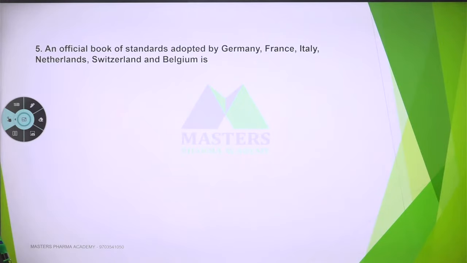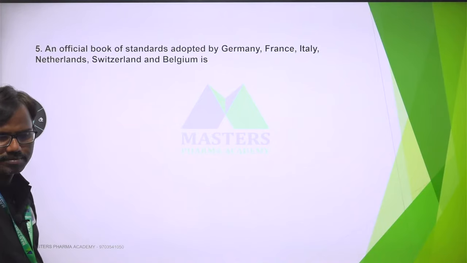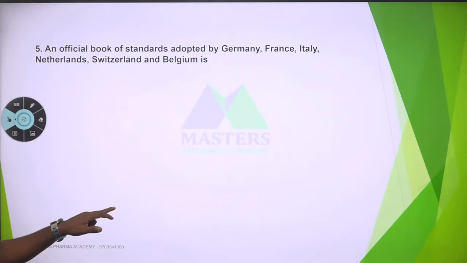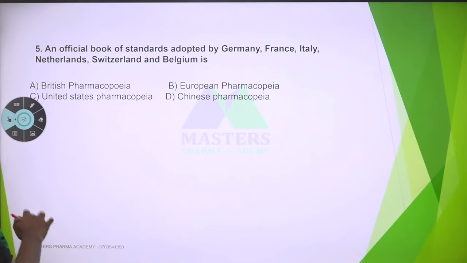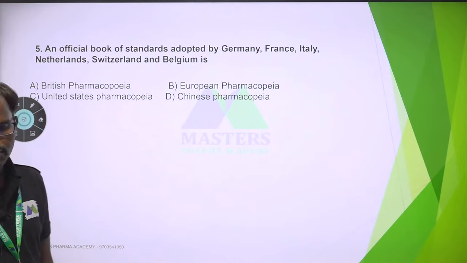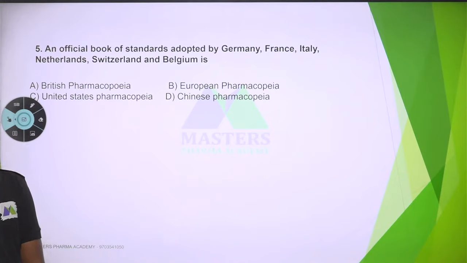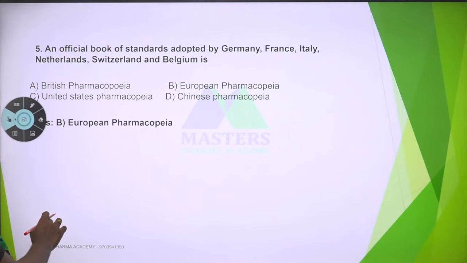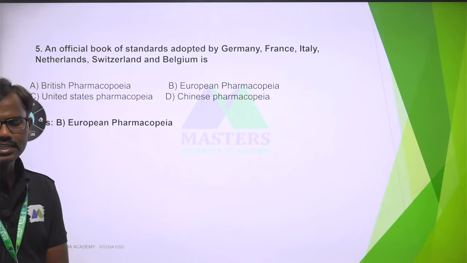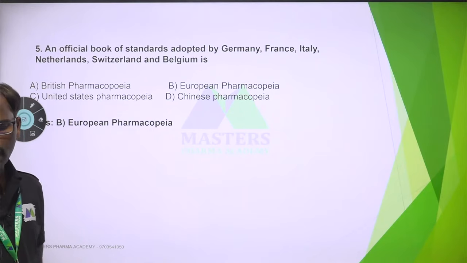An official book of standards adopted by Germany, France, Italy, Netherlands, Switzerland, Belgium. Okay, an official book of standards adopted by all these countries, especially European countries. The options: British Pharmacopoeia, European Pharmacopoeia, United States Pharmacopoeia, Chinese Pharmacopoeia. So if you see the countries, they belong to Europe. So you can answer that way.